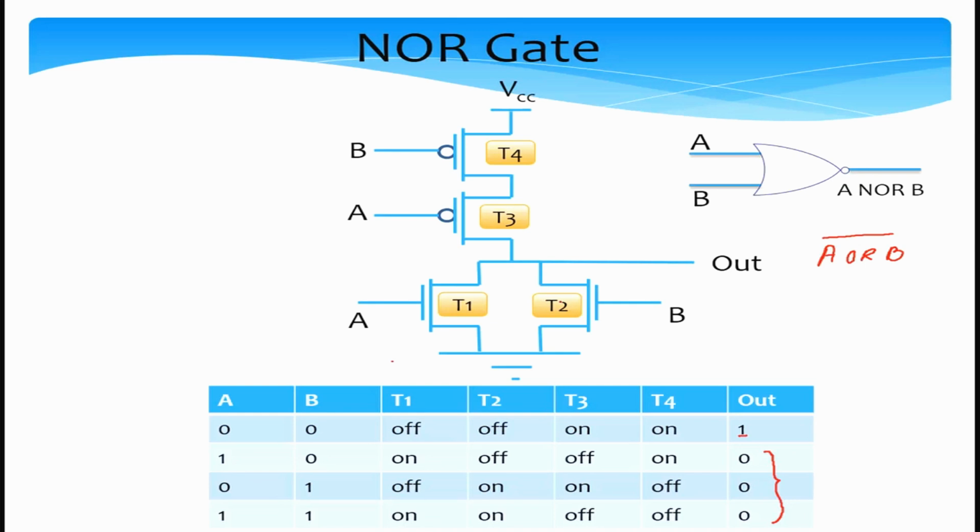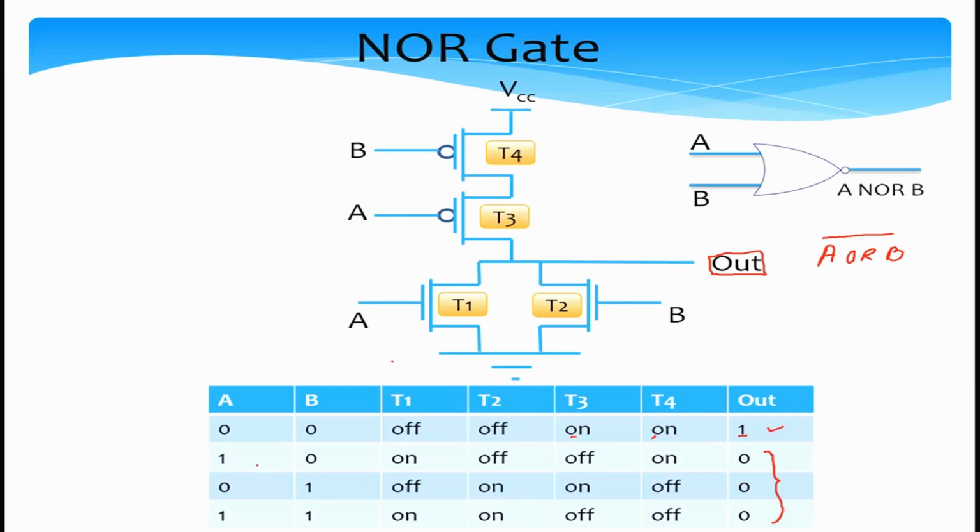So let us first consider the simple case where A is 0 and B is 0. In this case, both the NMOS transistors, T1 and T2, are off, and both the PMOS transistors T3 and T4 are on. This basically means that T3 and T4 form a conducting path. So the voltage at the output terminal will be the same as VCC, the supply voltage, because T3 and T4 are conducting. Hence that will be a logical 1.